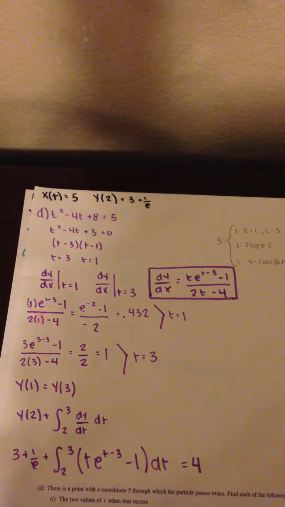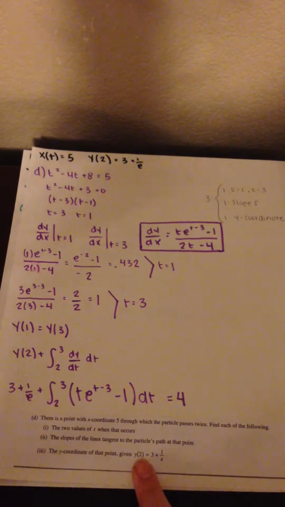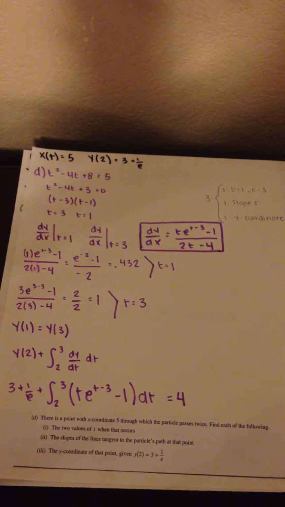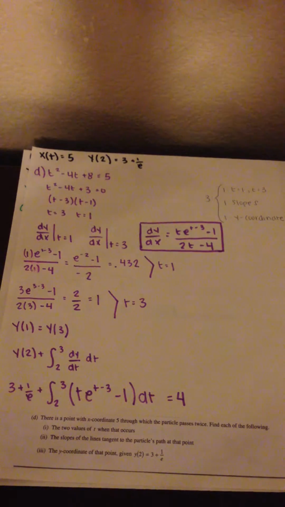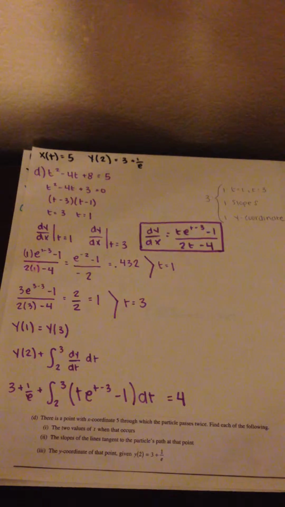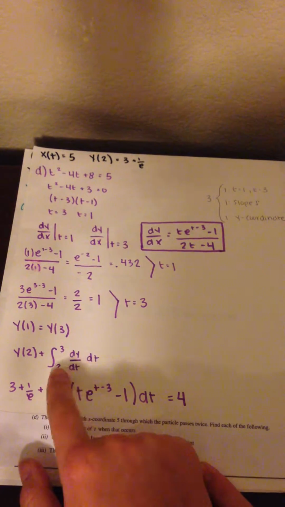For part 3, the y-coordinate of that point, given y of 2 is equal to 3 plus 1 over e. We know that y of 1 is equal to y of 3, so we should only look for y of 3. Since they gave us y of 2, all we have left is to add it to y of 3. We only know the derivative of y, so to find y of t, we need to take the antiderivative of y prime of t.